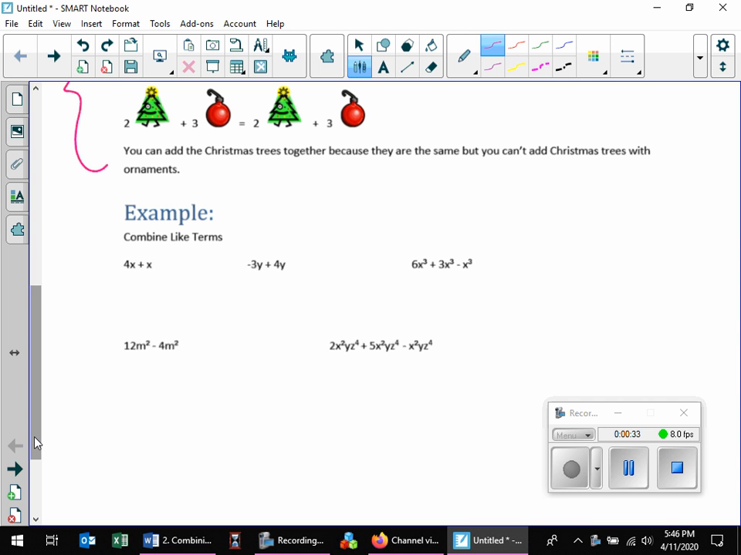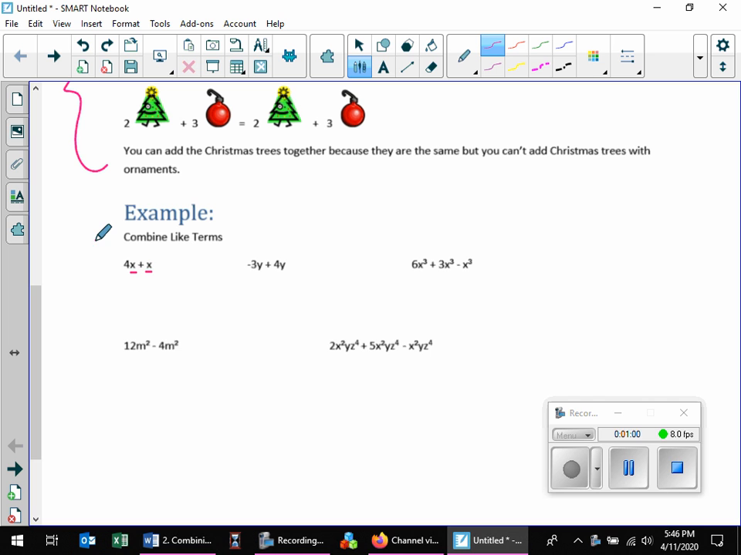Okay, so a couple examples here. We're just going to pump through the examples. I'm not using the algae tiles. Those are like our training wheels. If those help us in the beginning, that's great, but our goal is to get faster and efficient while we're doing these. First thing I'm going to do is check to make sure that the variables are exactly the same, so they're the same letter and they have the same exponent on them. If they do, then I know I can combine them.